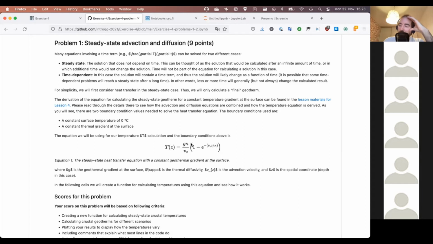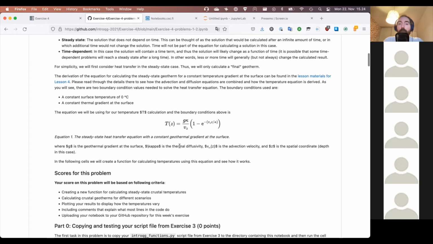We've already seen this equation, that we saw in the derivation part of the introduction to the advection diffusion equation for the course. With that, we basically have something that we can use to explore the effects of advection and diffusion without considering time. So you see that the temperature here, T, is only a function of depth. That's the first equation you're going to convert into a function.